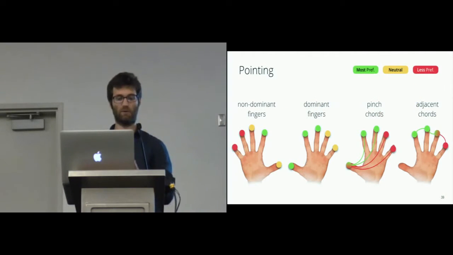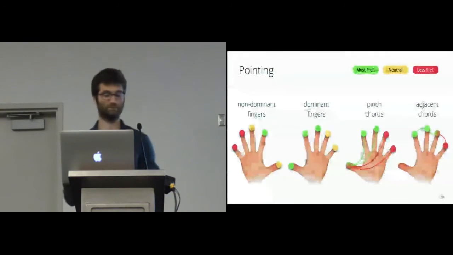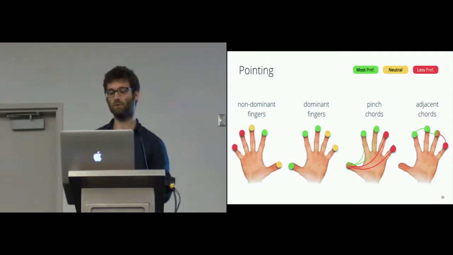Okay. So here are the clusters for the pointing. We can see that we are quite good with all the fingers of the dominant hand, and only the ring and little finger of the non-dominant hand should be avoided. And as for the chords, we should avoid the pinches using the ring and the little fingers, and the chord ring and little.